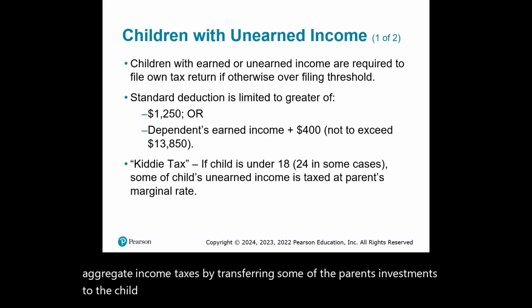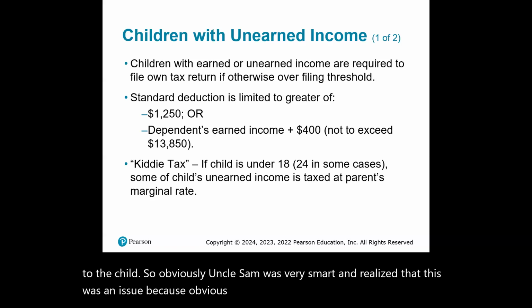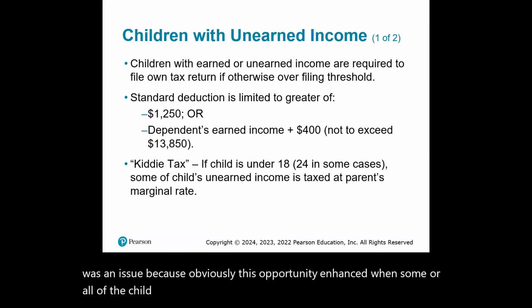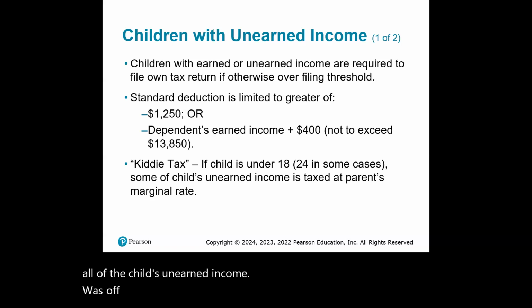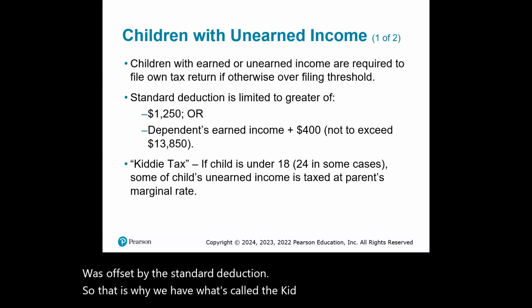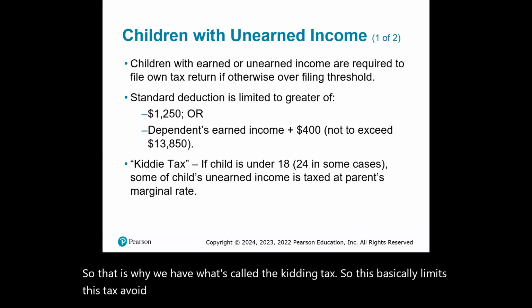So obviously, Uncle Sam was very smart and realized that this was an issue, because this opportunity was enhanced when some or all of the child's unearned income was offset by the standard deduction. So that is why we have what's called the kiddie tax. This basically limits this tax avoidance opportunity.